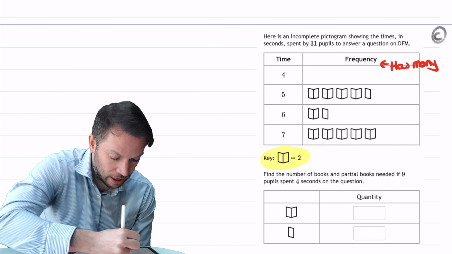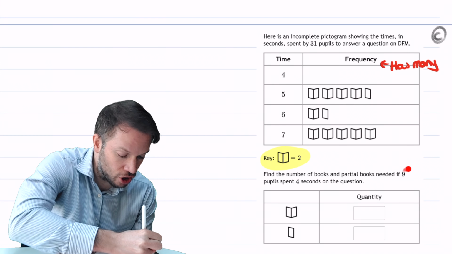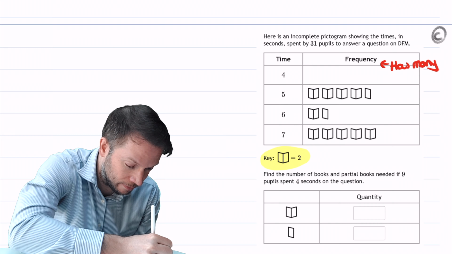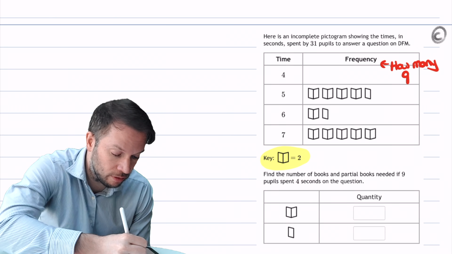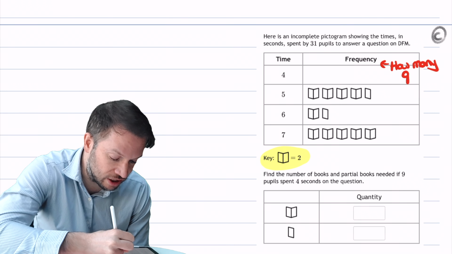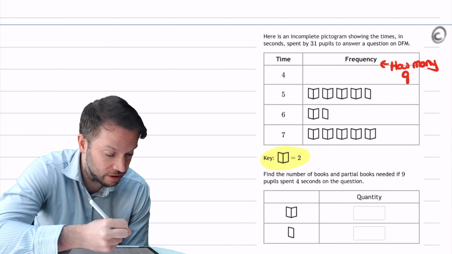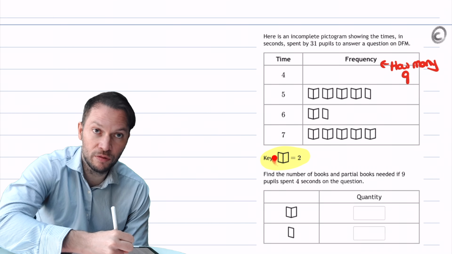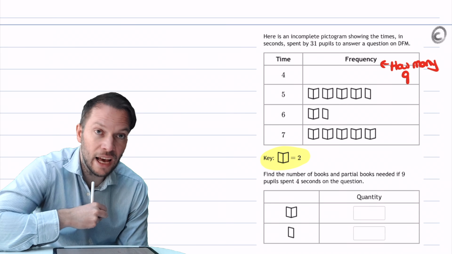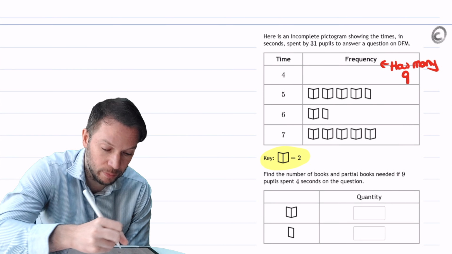Now it tells us for the pupils who took 4 seconds, that's the 4 seconds here, there were 9 pupils. So this frequency here is 9. But in a pictogram, we don't put the frequencies in as numbers, we put them in as symbols. Now we're told that each book symbol represents 2 pupils. So how many little book symbols would we need if we wanted to represent 9 people? Well, let's think how many lots of 2s we need. And that will tell us the number of books that we need.